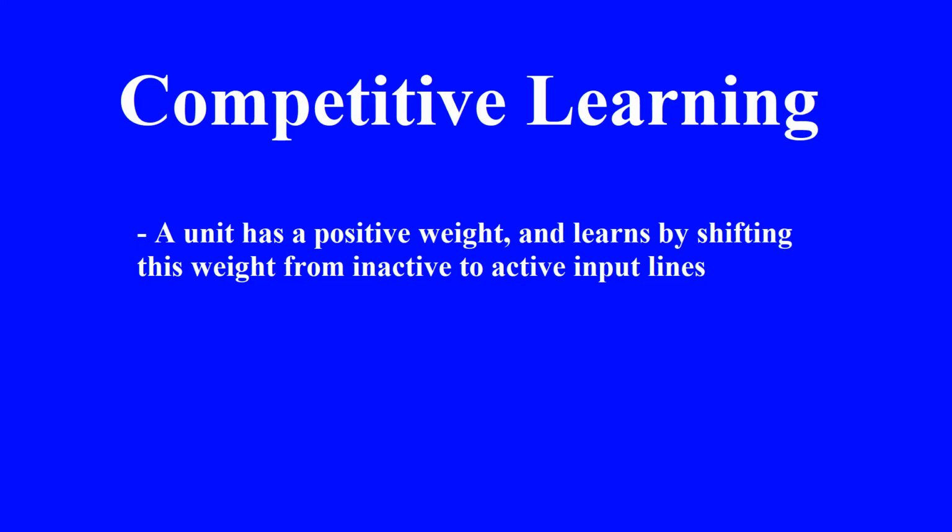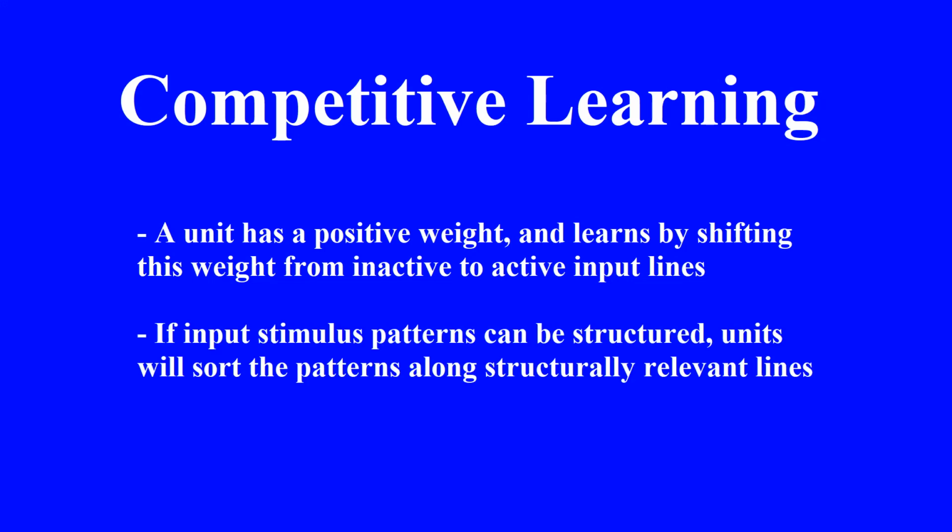A unit has a positive weight distributed among its input lines, and it learns by shifting weight from inactive to active input lines. In the comparative learning system, if there's any kind of structure in the stimulus pattern, the units will break the patterns up along structurally relevant lines. This is to say that the system will generally find clusters if there are any to be found.